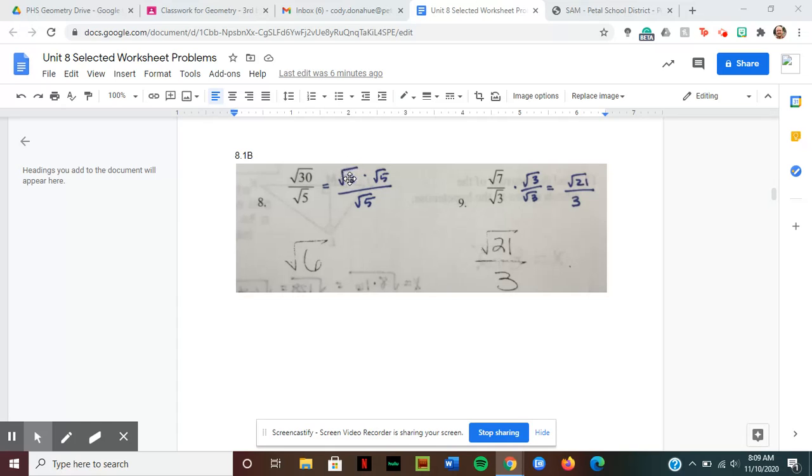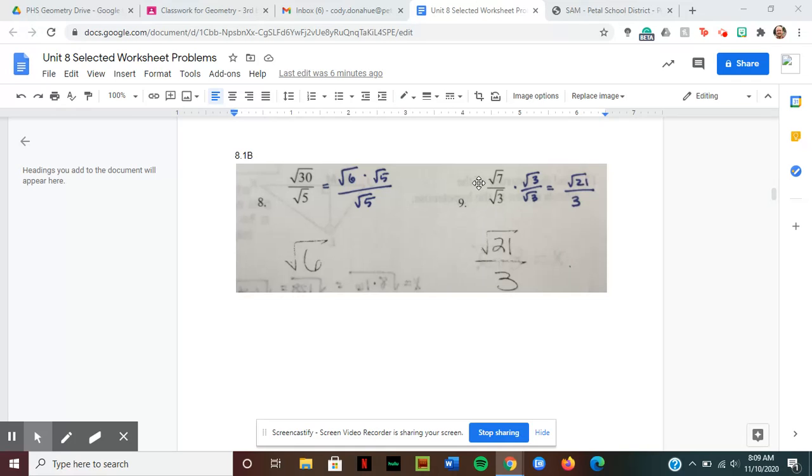So now if I've got the square root of 6 times the square root of 5 over the square root of 5, then these square roots of 5 will cancel each other out. The only thing I'll have left is the square root of 6. Since I can't simplify the square root of 6 any further, this is going to be my final answer for number 8. Now number 9, we'll see a different way to get the denominator without a radical.